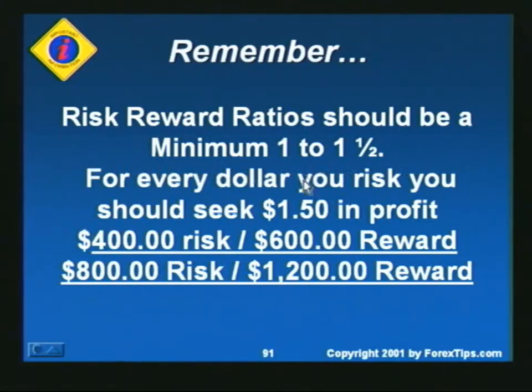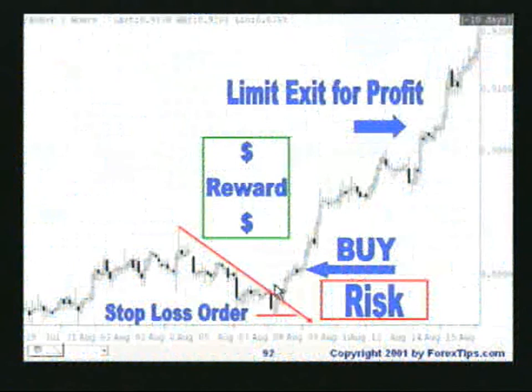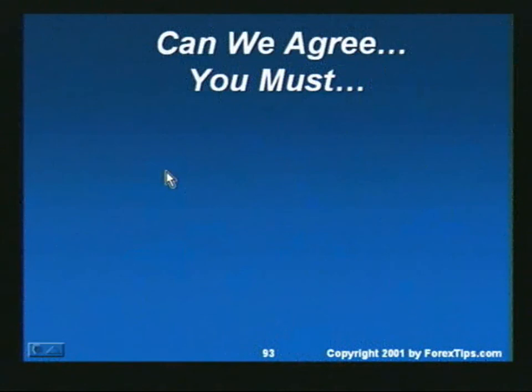For every dollar you risk, you should be going after $1.50 in profit. If you're risking $400 in potential loss, you should be going after approximately $600 in reward. If you're risking approximately $800, you should be going after $1,200 in reward. Keep your risk and reward ratios in check so that as you trade, you can accumulate wealth along the way.